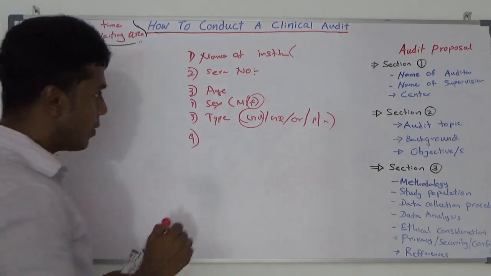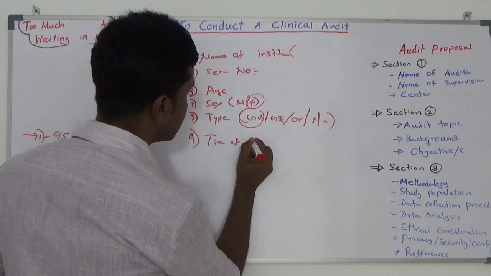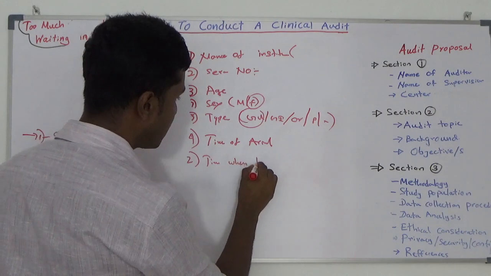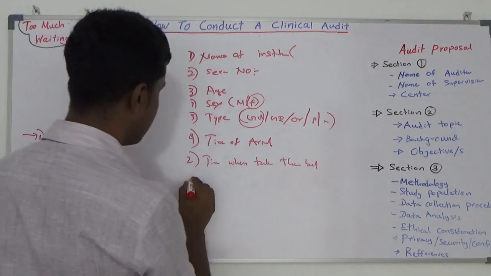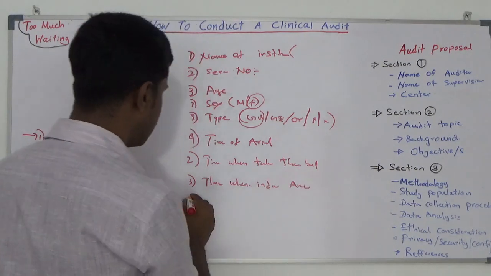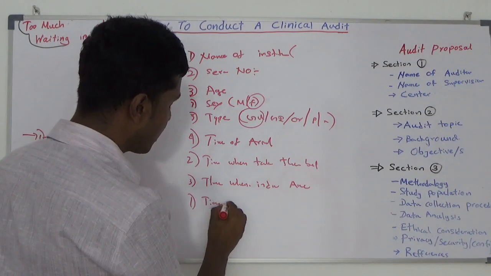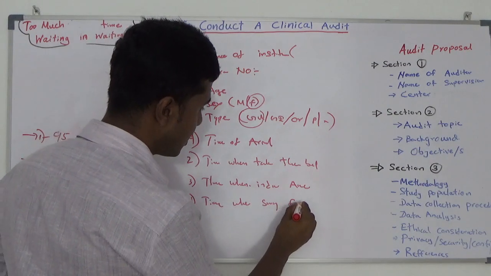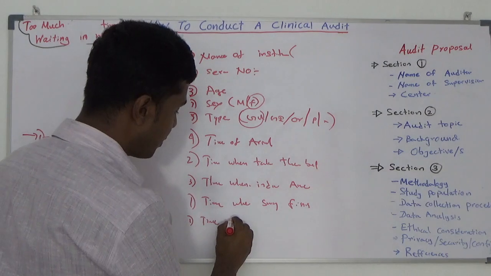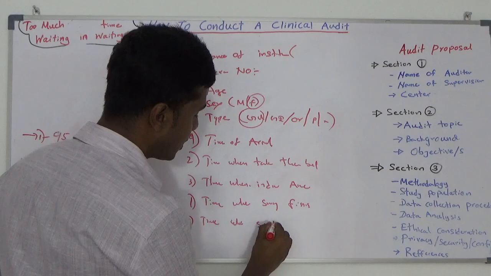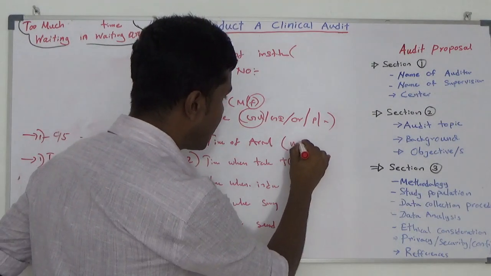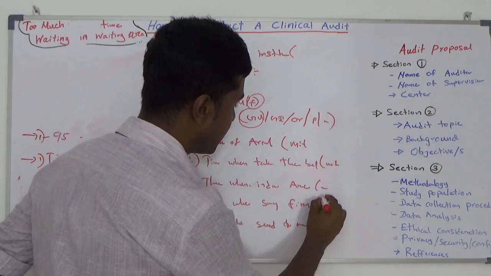Then time of arrival to theater, time of arrival. Number two, time when taken to theater. Time when induced anesthesia. Time when surgery finished. Then time when patient sent to recovery. Time when patient sent to ward. You have to add minutes here. I am going to add minutes here. Time in minutes, time in minutes, time in minutes, time in minutes.